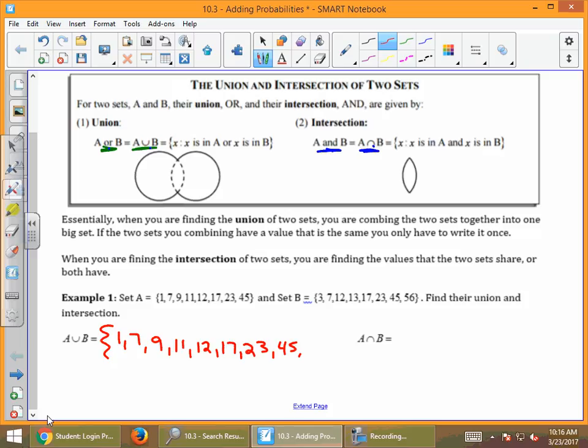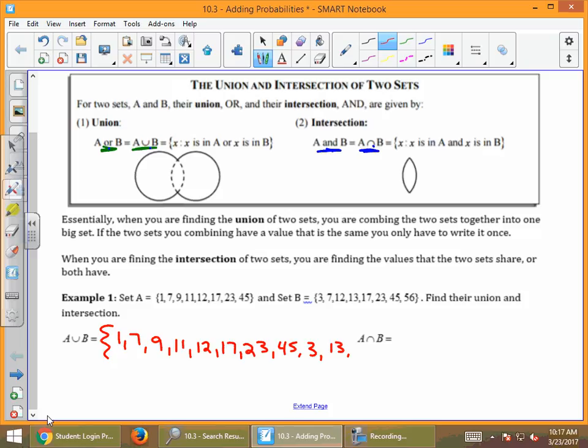So did we already write a 3? No, so we're going to write it. Did we already write a 7? Yep, we're not going to write it again. Did we already write a 12? Yep, we're not going to write it again. Did we write a 13? Nope. I'll write it down. Did we already write a 17? Yep, don't write it again.